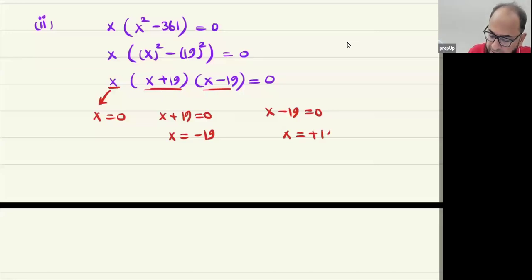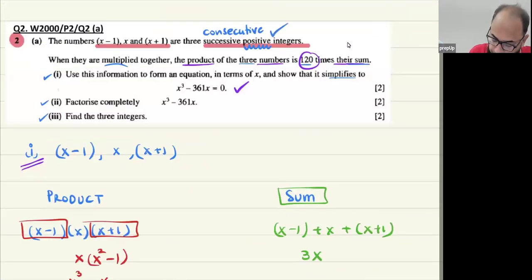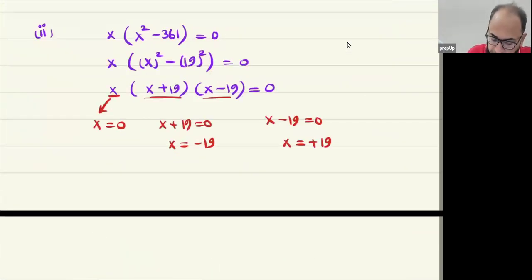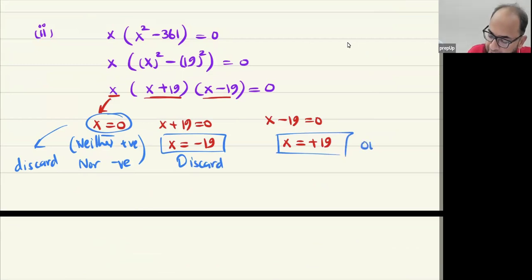x is positive 19. Now it says that x is a positive integer. 0 is neither positive nor negative. So discard this value. Negative 19, discard because this is negative. So x is equal to 19 is the only positive answer.